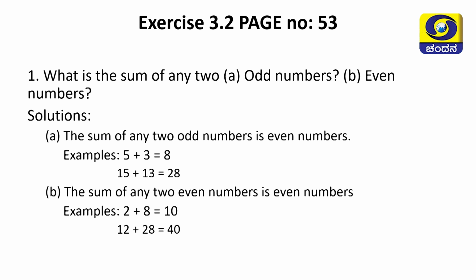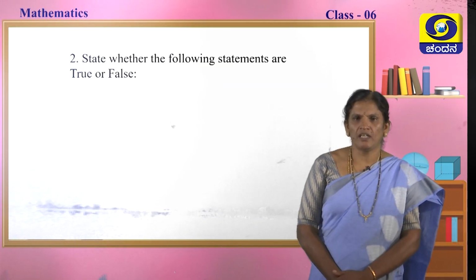B question, the sum of any two even numbers is an even number. Yes, take the example 2 and 8. 2 plus 8 is 10. 10 is again an even number. One more example, 12 plus 28 is 40. Again 40 is an even number. So, the sum of any two even numbers is again an even number. The sum of any two odd numbers is again an even number. Children, take down all these questions in the notebook.